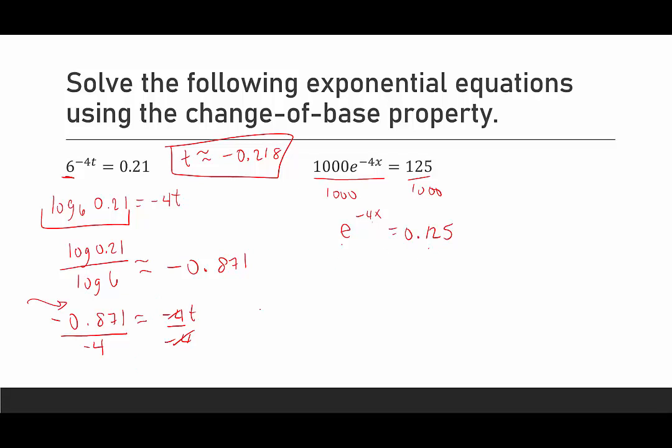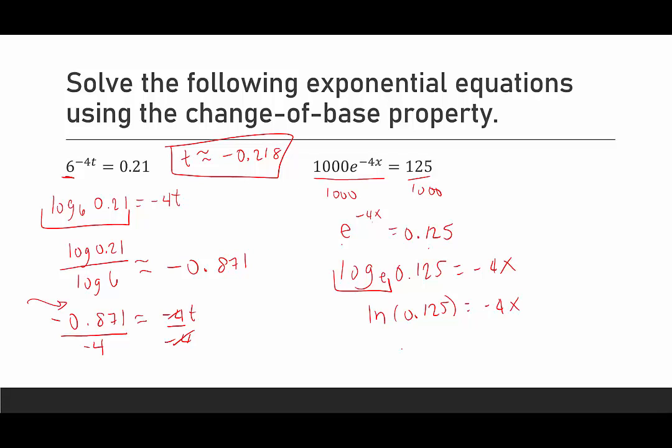And actually in the next video, we're going to do a different strategy entirely where we don't have to do the change of base property. And it kind of naturally occurs if I use natural log. So if I rewrite this using, oh, I'm sorry, I need to get this in logarithmic form. I'm getting ahead of myself here. I'm so excited about that. So this would be log base e of 0.125 is equal to negative 4x. Now, the point here is that this log base e is the same as the natural log. So we have the natural log of 0.125 equals negative 4x.